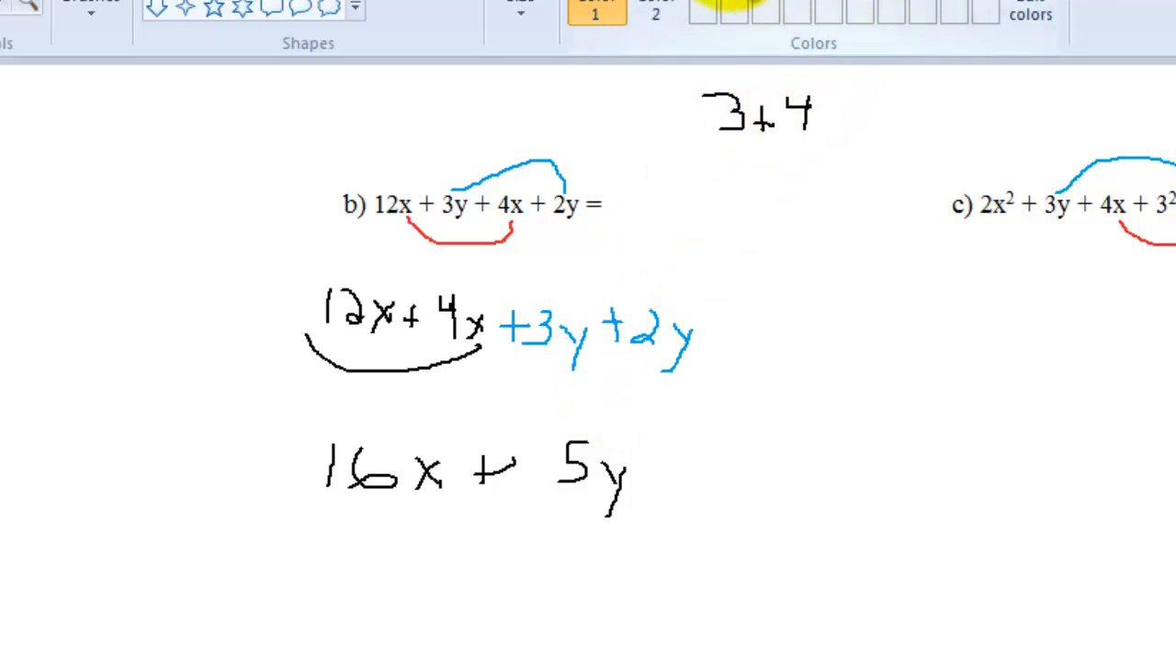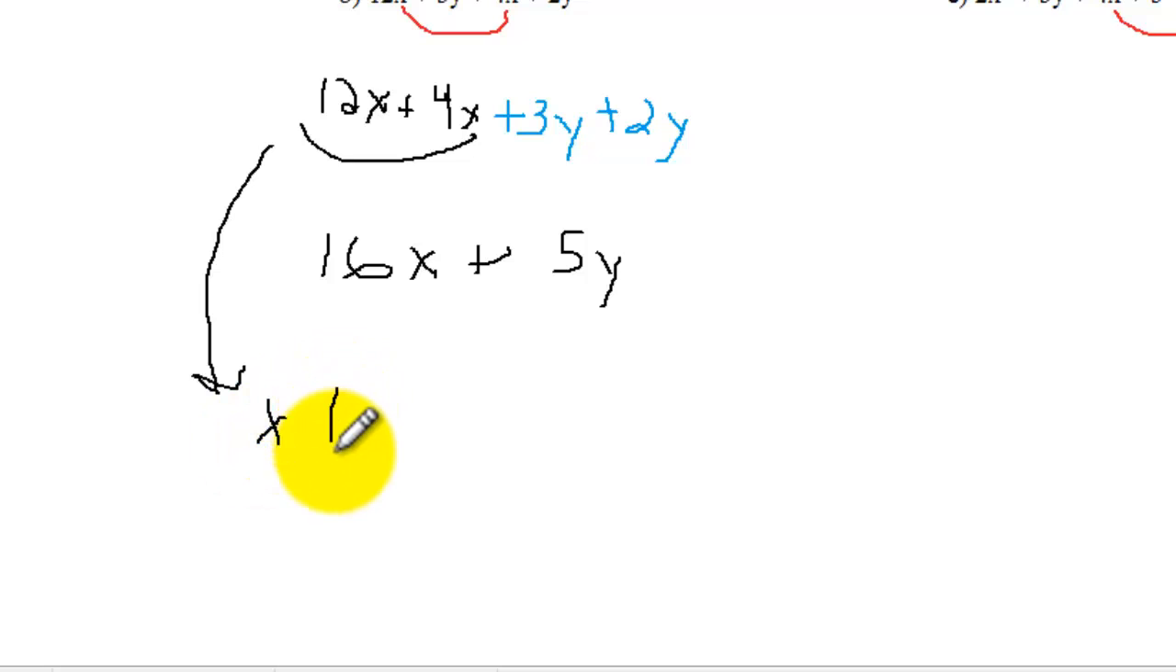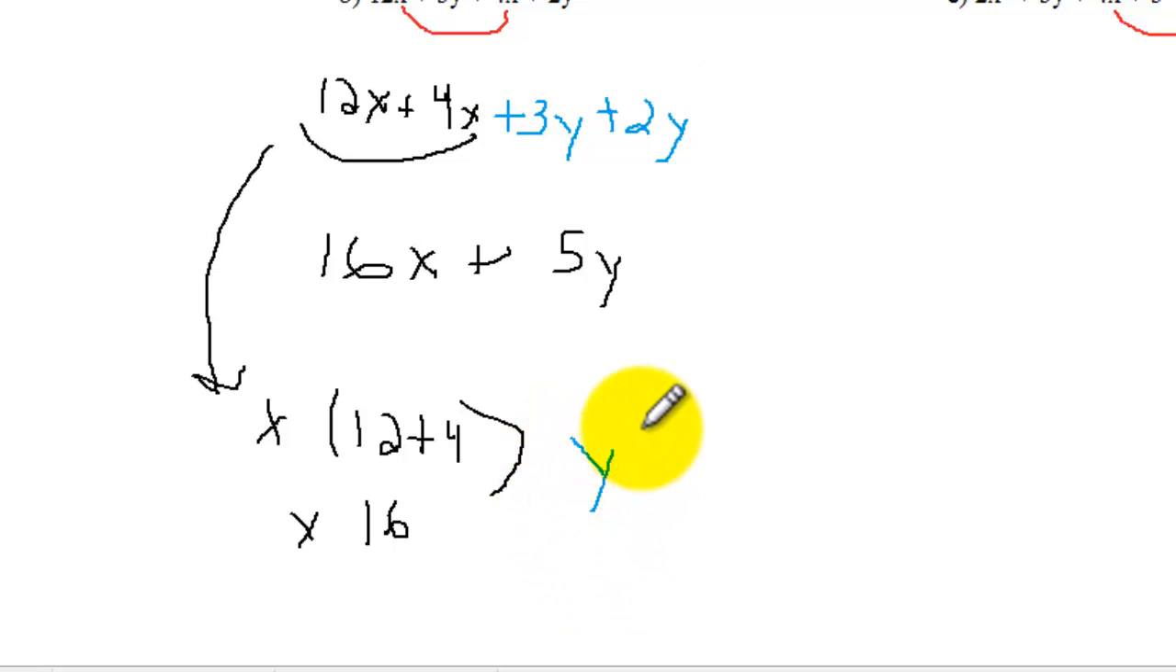Once again, if you're more comfortable looking at it from this perspective of factoring out an x from the 12 plus 4, that's also going to give you a 16x, just backwards. Doesn't matter because multiplication is commutative. And then this combined would be factoring out a y, and then you would have 3 plus 2, which would give you that 5y. And don't forget that it's all added.